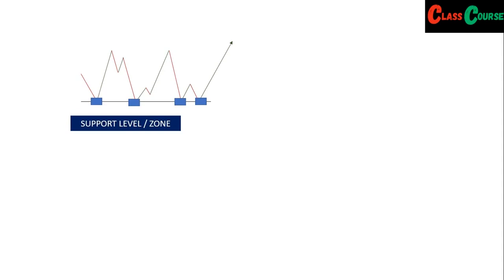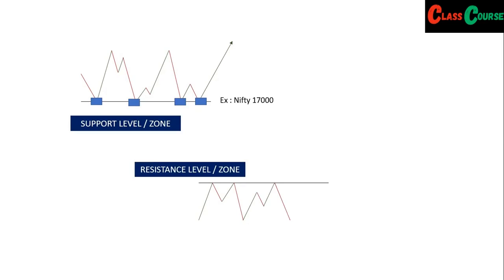The market is taking support at some price or some level. Now let me assume it might be a nifty chart which is at 17,000. The market is taking support. So this was basically how you draw the support level. Now coming to the resistance zone, the market is taking resistance at a point. It goes to that point and comes down. It goes to that point once again and comes down.